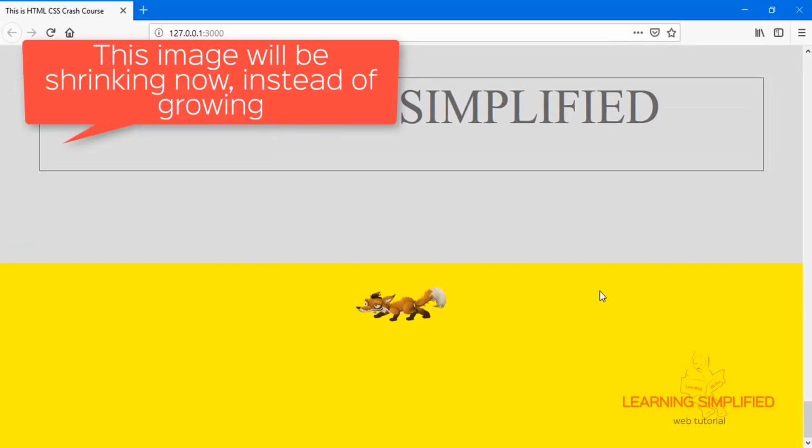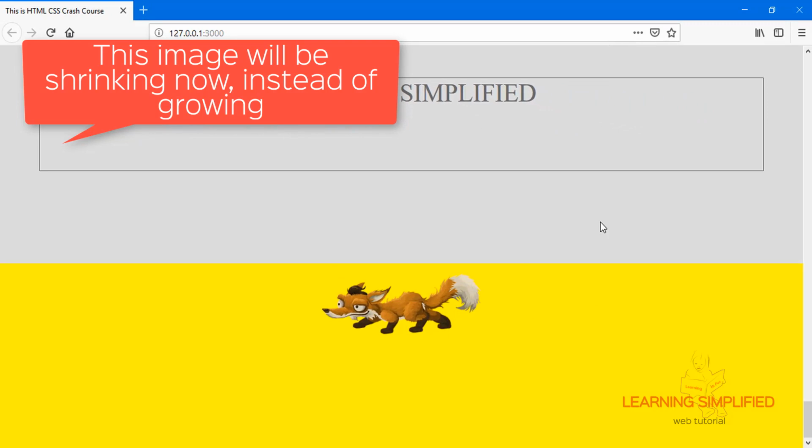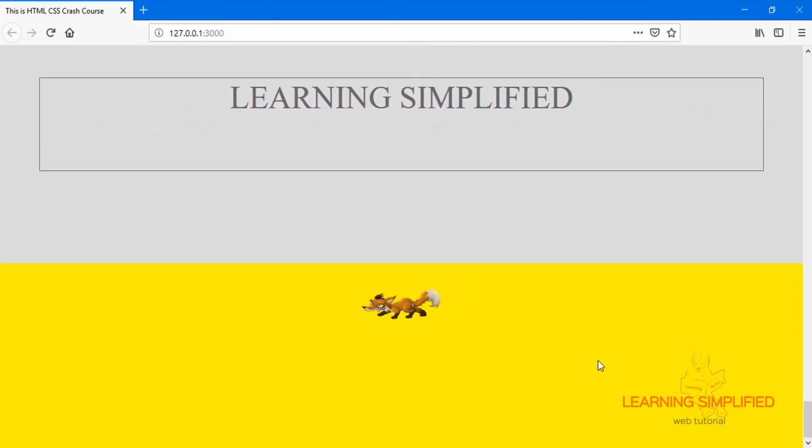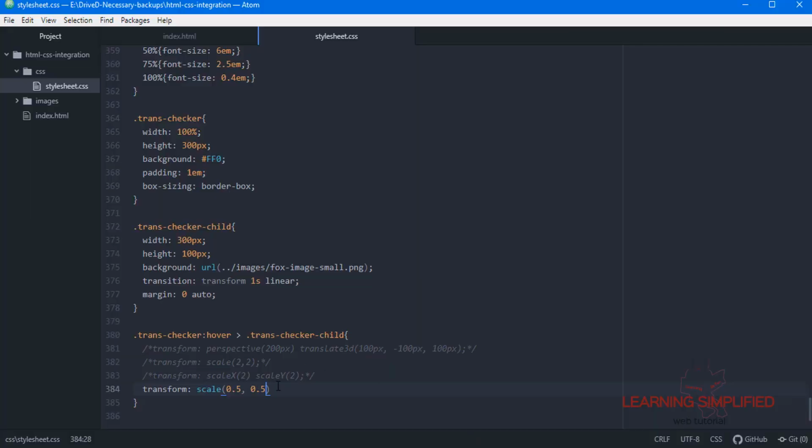Now if we get back to our project and move our mouse over, we can see that now instead of growing, it is now shrinking into the value which is provided over here.